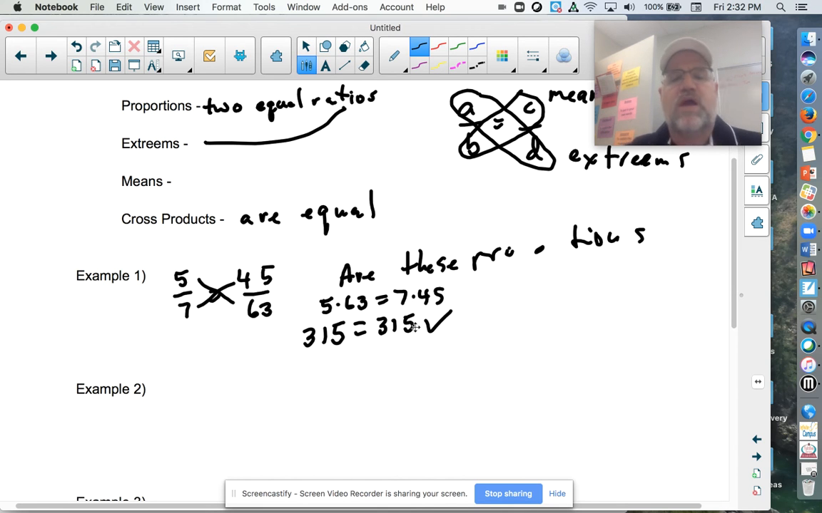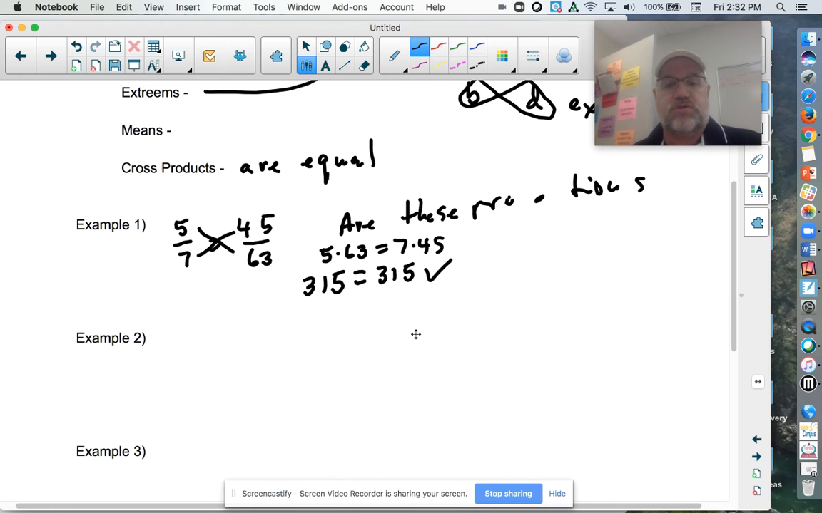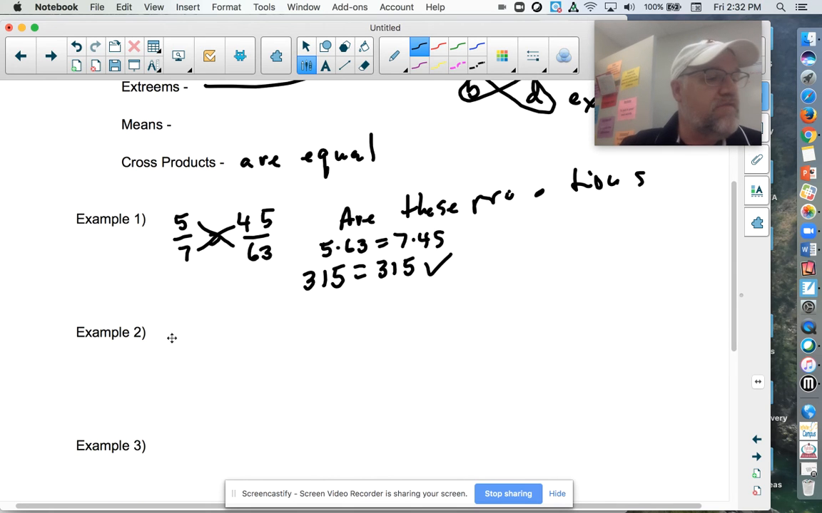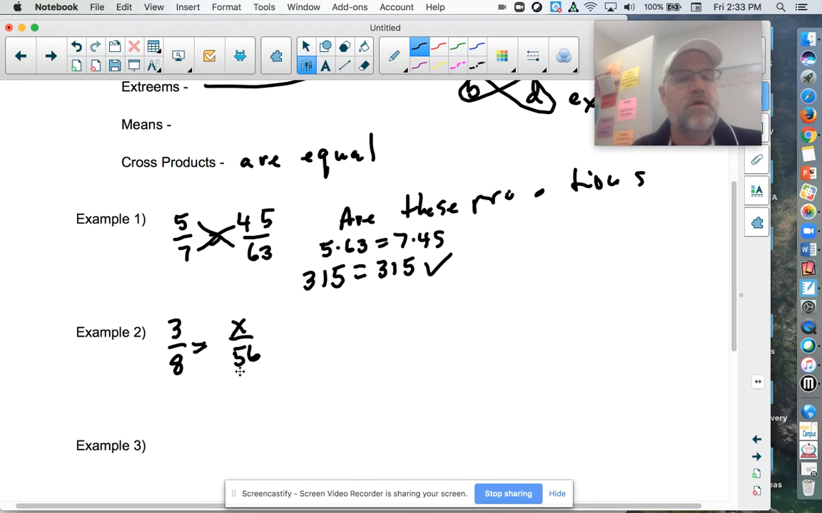Now I can answer the question, are they proportional? That's really great. But I can also do questions of what would a number be if they were proportional? For instance, example number 2. What if I had this question? 3/8 equals, I don't know, over 56. Well, what we do know is that if it is a true proportion, then the product of my extremes will equal the product of my means. So I can know that 3 times 56, that's 180.